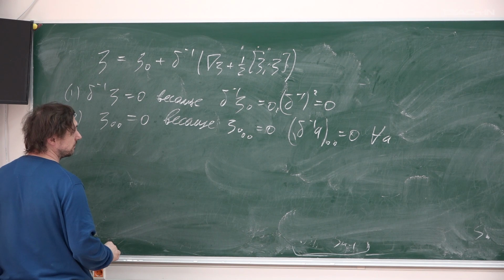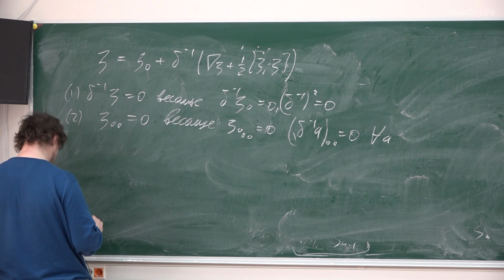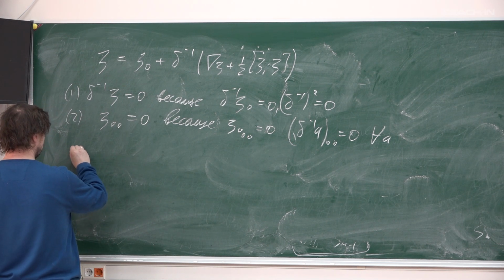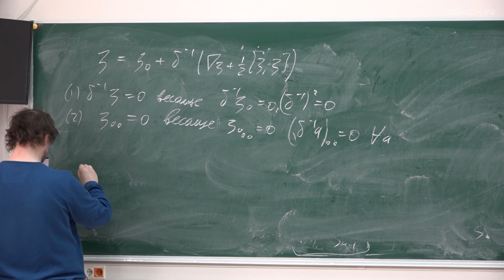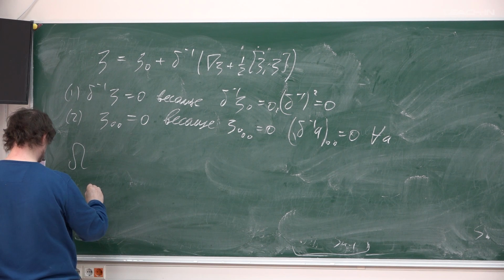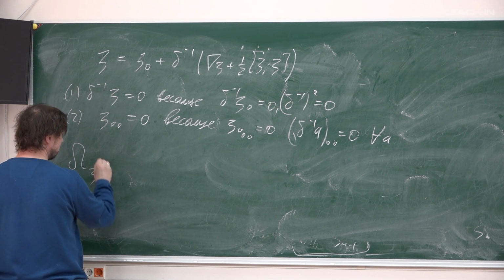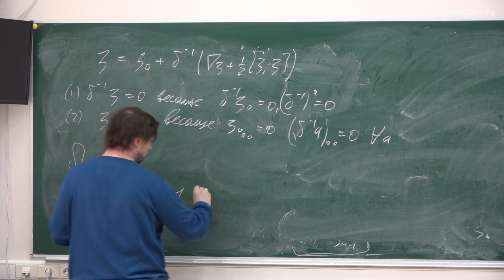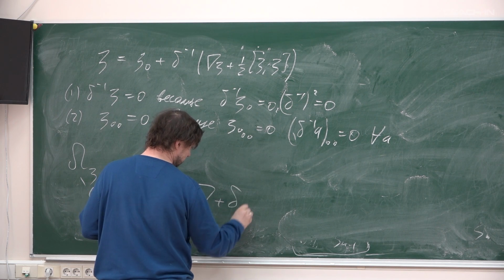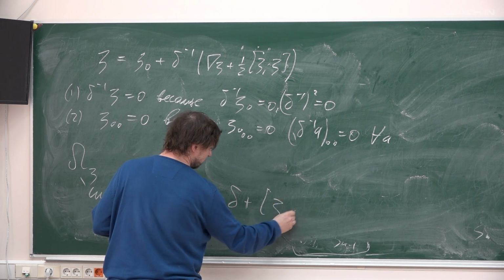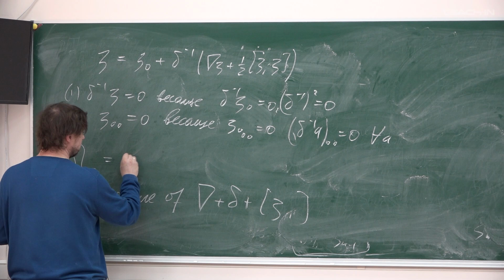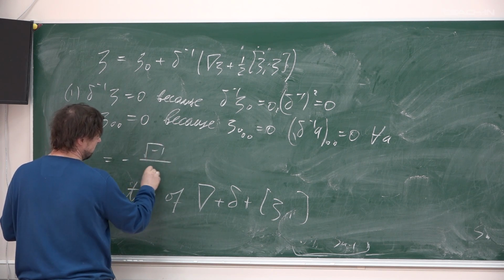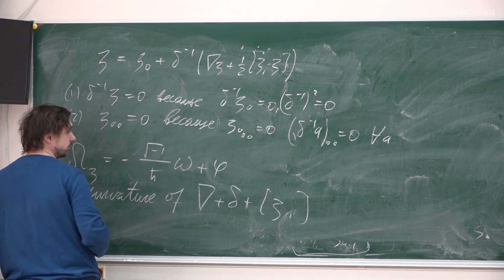So what we can do, we can use this equation to check that delta zeta, that's the curvature of the connection nabla plus delta plus commutator with zeta, is equal to square root of minus 1, maybe with minus sign, times h bar omega plus phi. That's what we need to check.